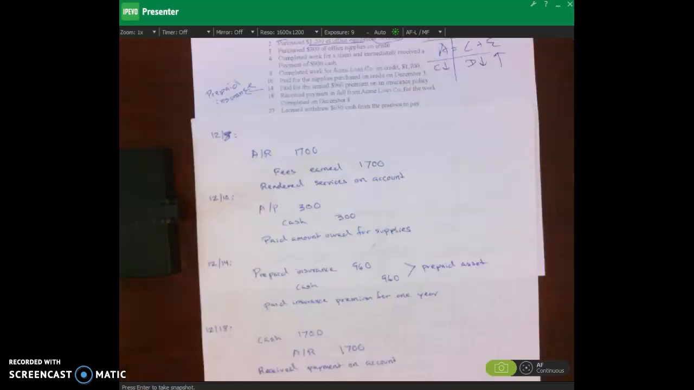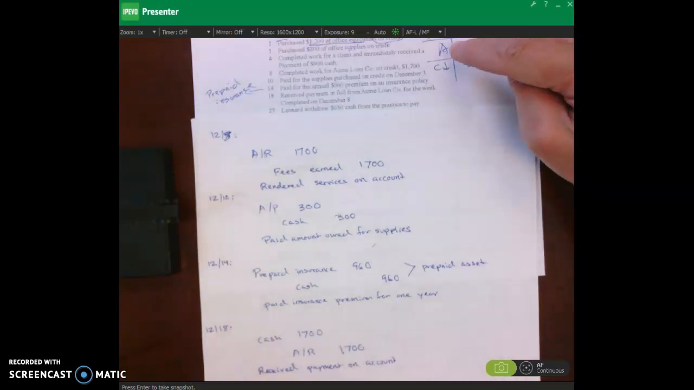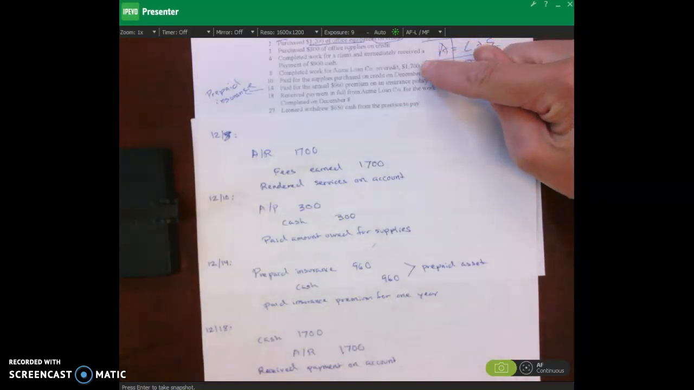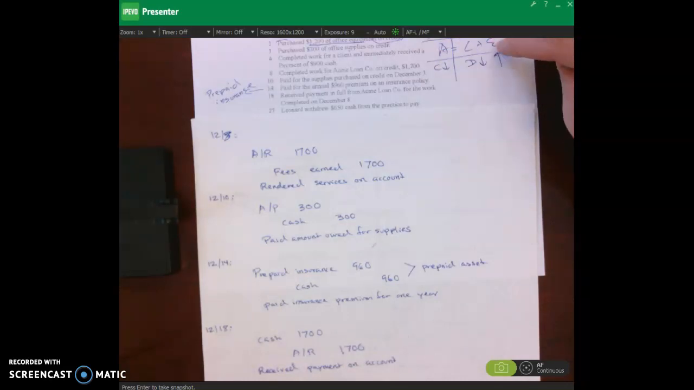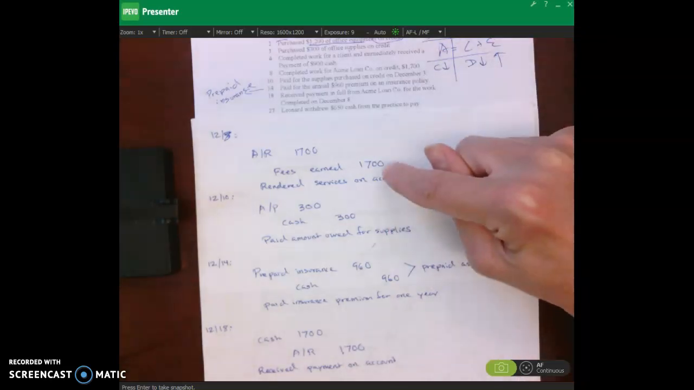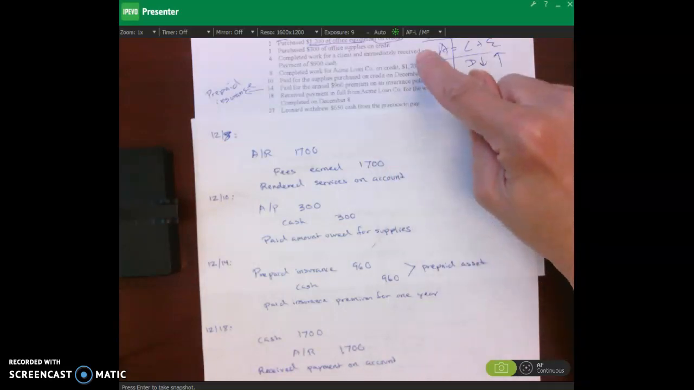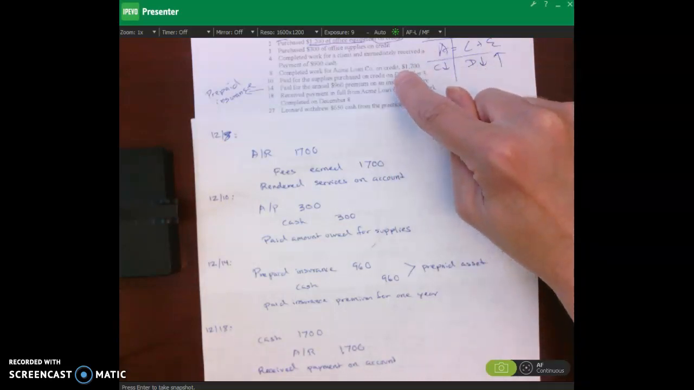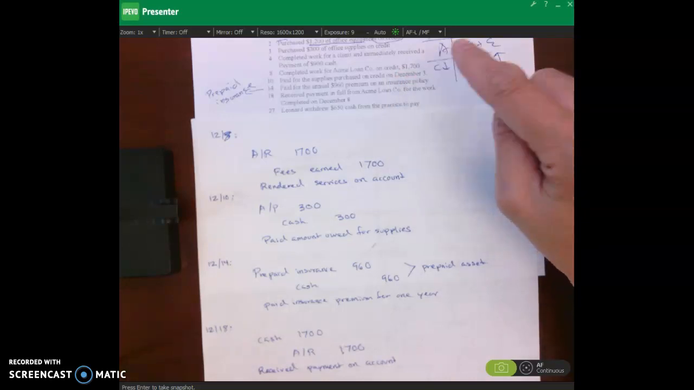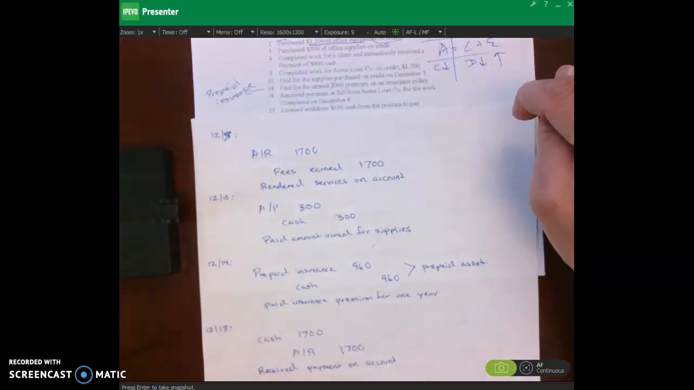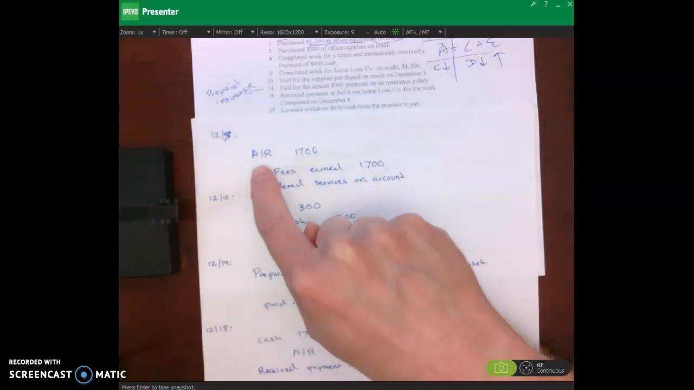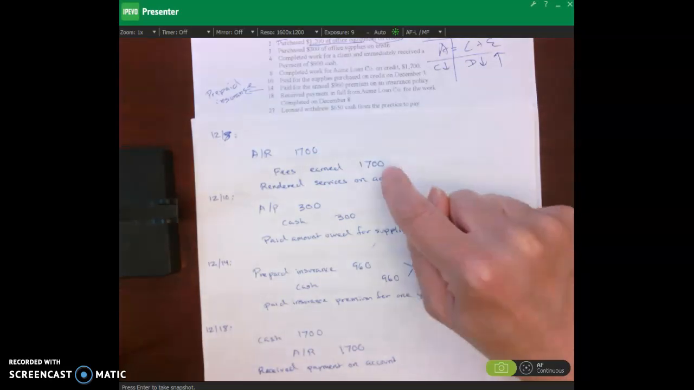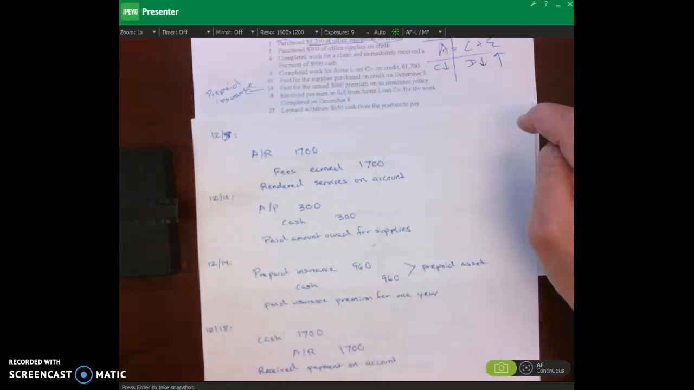All right, so let's see how you did. So it says here on the 8th, completed work on credit. Now what that means, right, is I've completed work, so I've generated revenue. So we know we are going to credit fees earned, just like we did on the prior problem, right? But it says I completed it on credit. That means I've completed it and I can recognize the revenue, but I haven't gotten paid yet. So I'm waiting to get paid for work I have completed. That is accounts receivable. So I debit accounts receivable $1,700, credit fees earned $1,700.